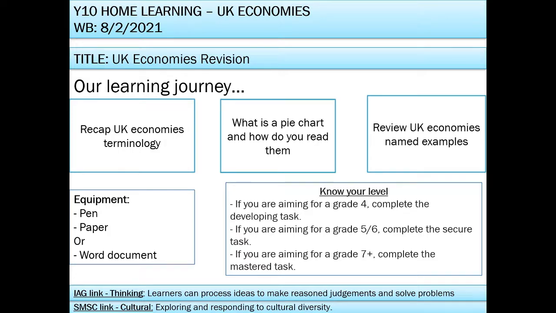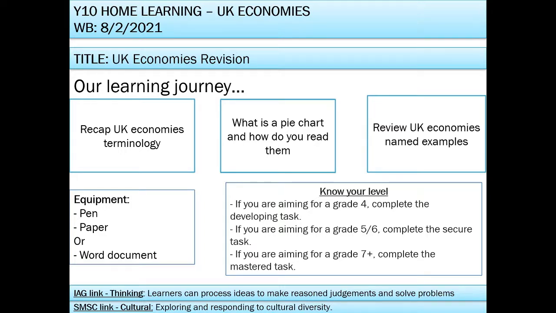Today's lesson, carrying on with UK economies, we're looking at to revise the topic that we've learned so far. So the first thing we're going to do is recap the UK economies terminology, so what are the key words and what do they mean. We're then going to look at pie charts, how we read them and how we'd answer a question if you were asked to read a pie chart. And then the final learning objective of the lesson is to review UK economies named examples.